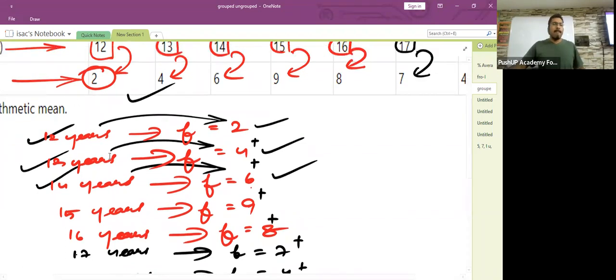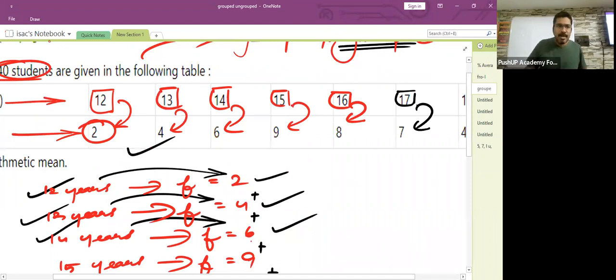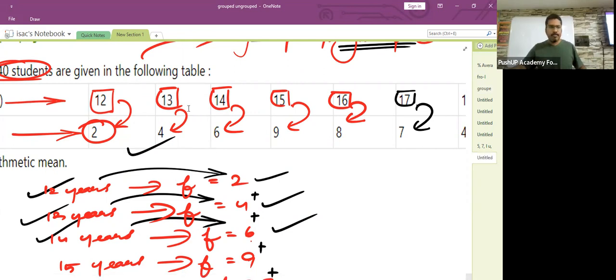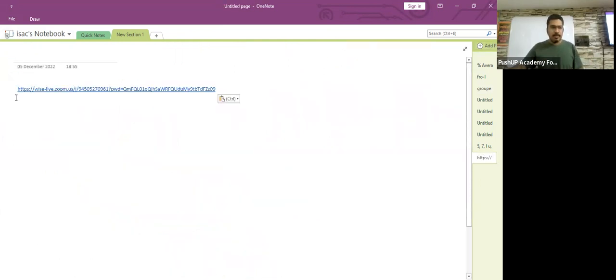Okay, fine. So now let us find the arithmetic mean for this particular data. What I'll do is go to a separate page, children. It's looking so dirty.